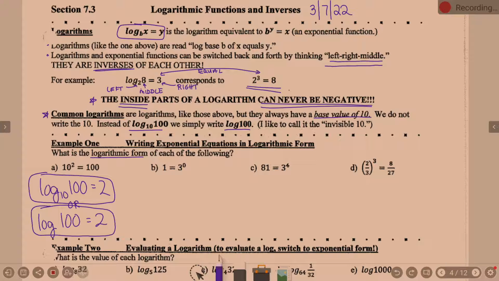Try B. What's B say? 1 equals 3 to the 0. I'm curious, did I rewrite these? Are you guys okay with the order this is written in? Some of you don't care. It's gross? Okay. If it's gross to you, what should you do? Can you flip this?